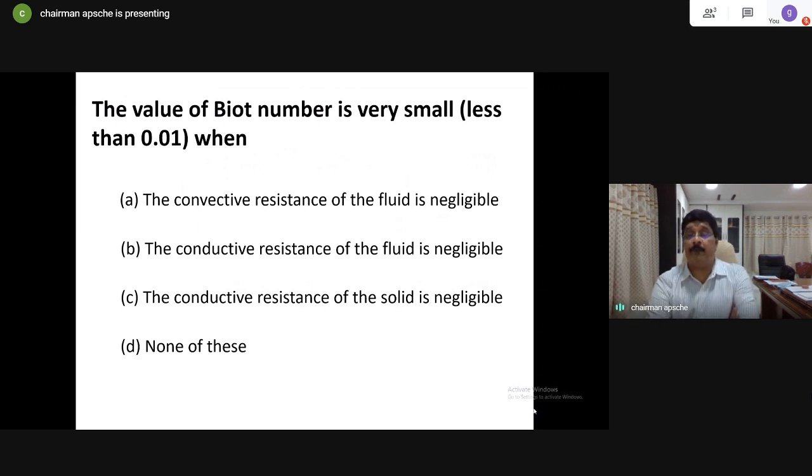So convective resistance of fluid is the external resistance. As for conductive resistance of fluid, we are not talking about that anywhere. What are we talking about in the Biot number? We are talking about the conduction resistance inside the solid. When I am talking about conduction resistance inside the solid, the fluid's thermal resistance does not come into the picture at all. We compare fluid convection resistance and solid conduction resistance. So if the denominator is small, the Biot number will not be small, so A is ruled out. We are not talking about conductive resistance of fluid at all, so that is also eliminated. So the denominator is the convective resistance, and if it is small, the Biot number is small.